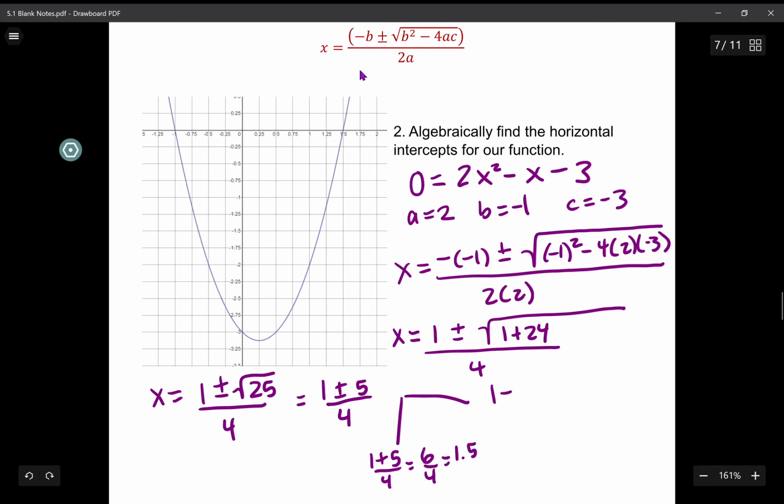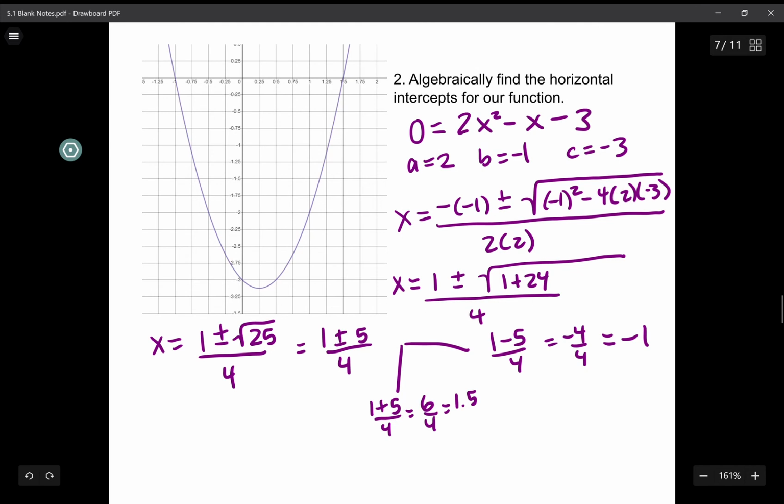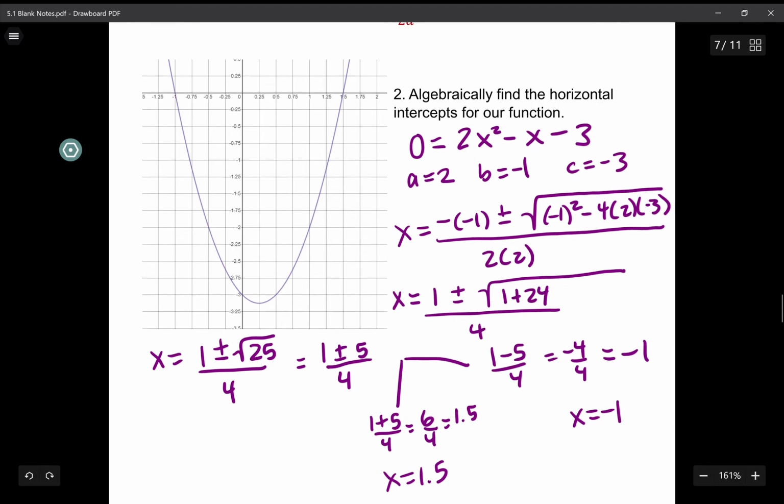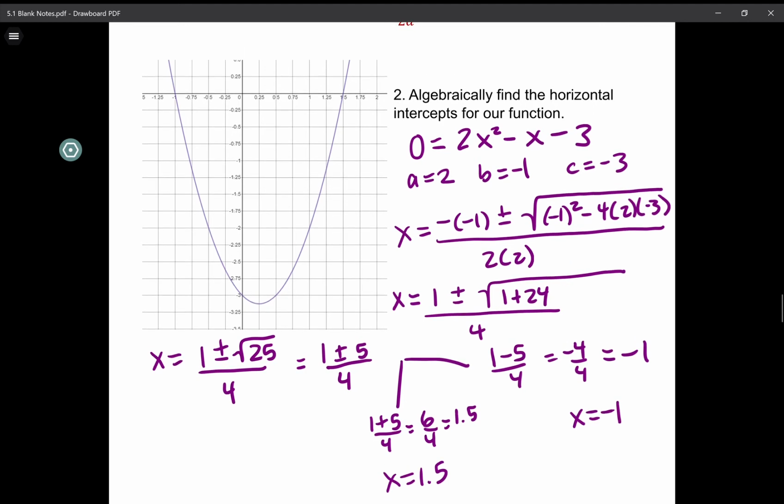Or 1 minus 5 over 4, which is -4 over 4, which is -1. All right, so we've got two values for x. X equals 1.5 or x equals -1. And again, I just used a straightforward application of the quadratic formula. If you're rusty on that, please do go watch the videos on refreshing on the quadratic formula.